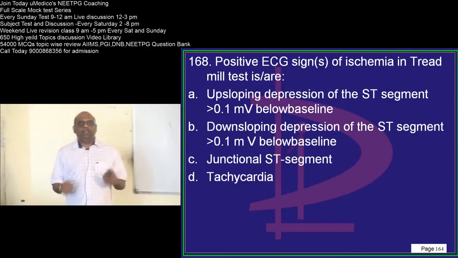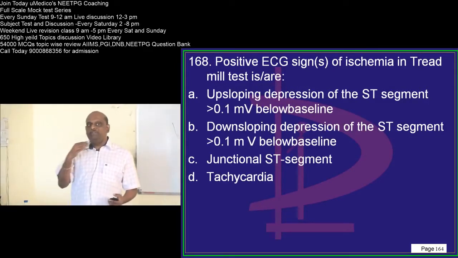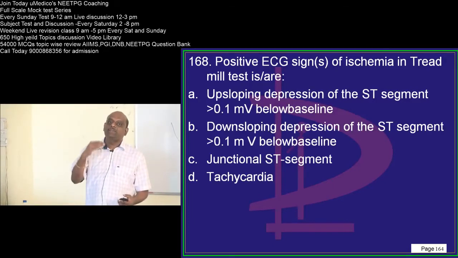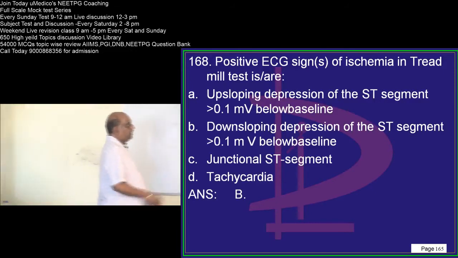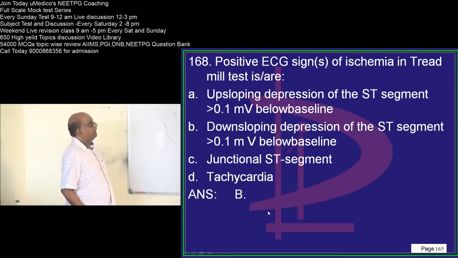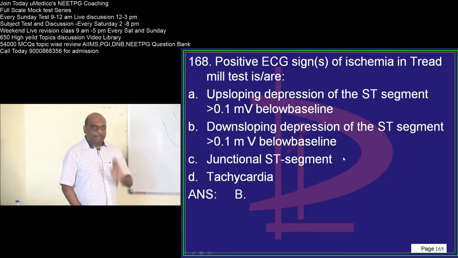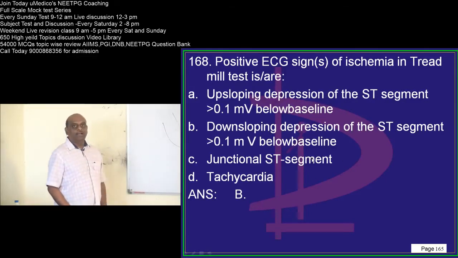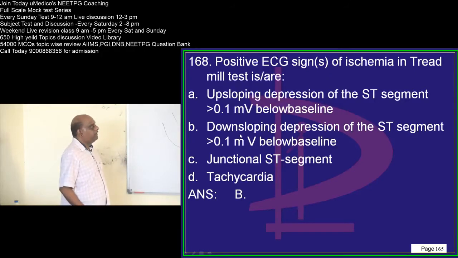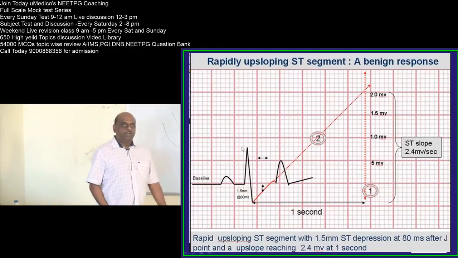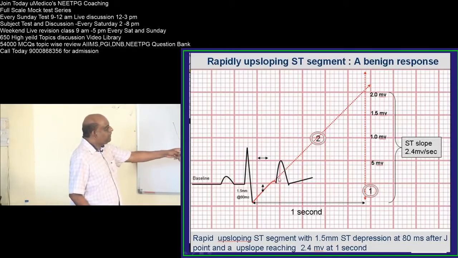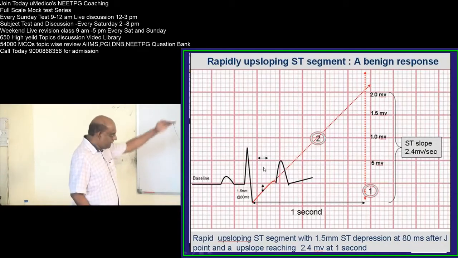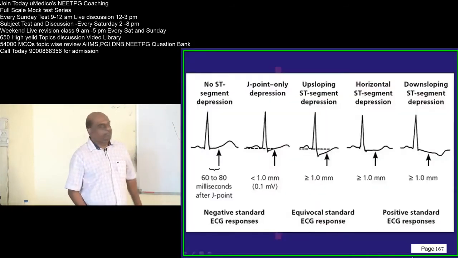Now, whenever you are doing a treadmill test, what type of ST segment change do you call a positive change is a very, very important question. It is the downsloping depression, not upsloping, that is considered a sign of a positive feature. This is an example of an upsloping ST segment depression. The ST segment is depressed, but it is upsloping, which is a benign feature.